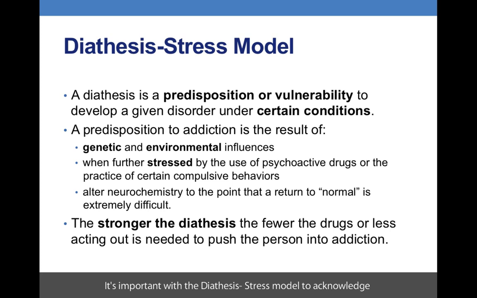It's important with the diathesis-stress model to acknowledge that the stronger the diathesis, so either the higher likelihood that they have a genetic predisposition, or the more environmental risk factors that they experience in their lifetime, the less drug or acting out is actually needed to push the person into addiction. So again, another way of saying this is the more likely they are to experience genetic and environmental risk factors, the less amount of drug or behavior they need to actually engage in for that addictive disorder to actually develop.